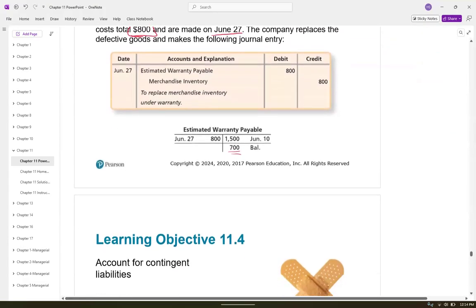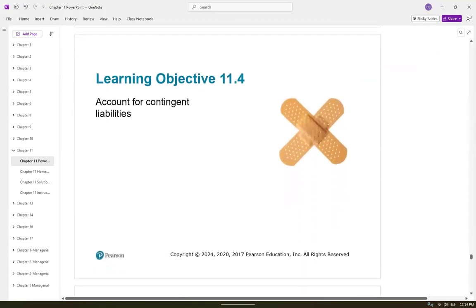The next learning objective we're going to talk about is 11.4, and we're looking at contingent liabilities. Contingent liabilities are dependent upon some other event taking place. I usually think of a lawsuit.